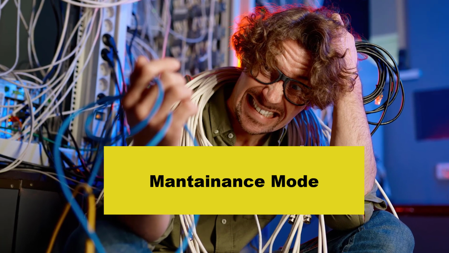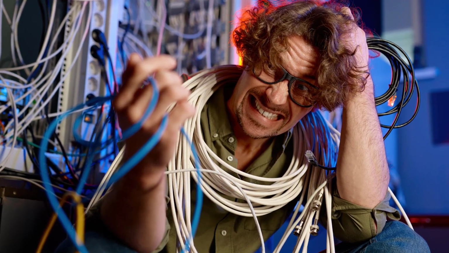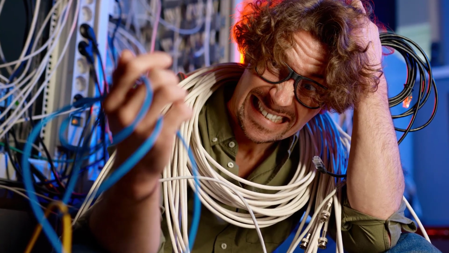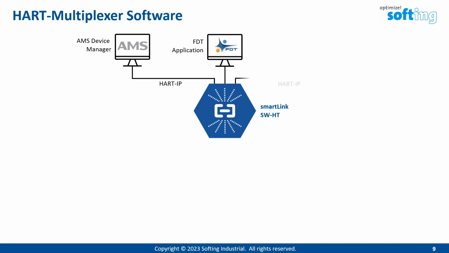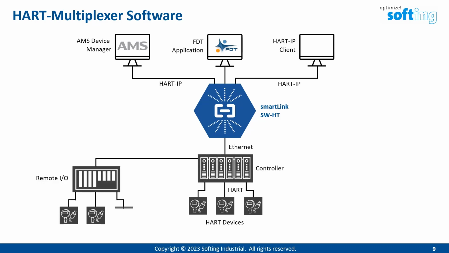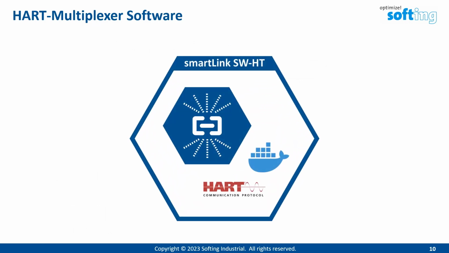After you did the installation work, you may need recertification for your explosive protected area. You do not like this? There is a smart way out, the software HART multiplexer of Softing. SmartLink SWHT provides the HART data in a HART IP format.